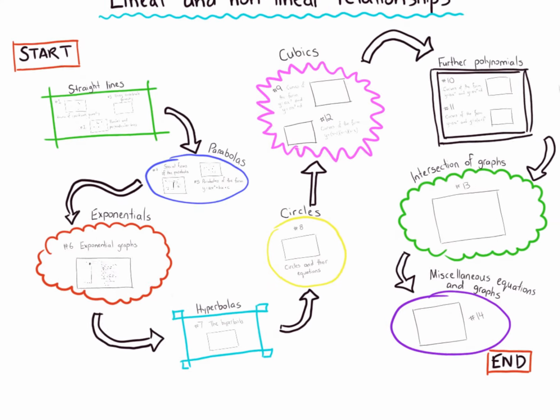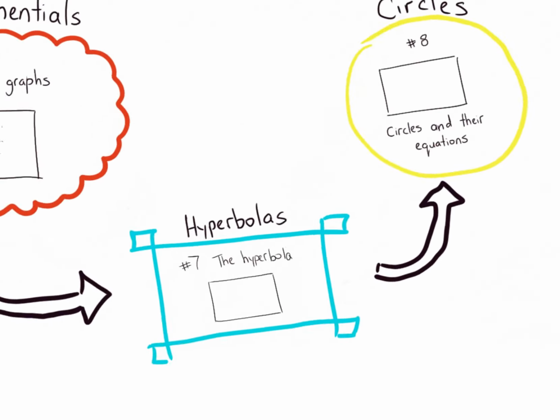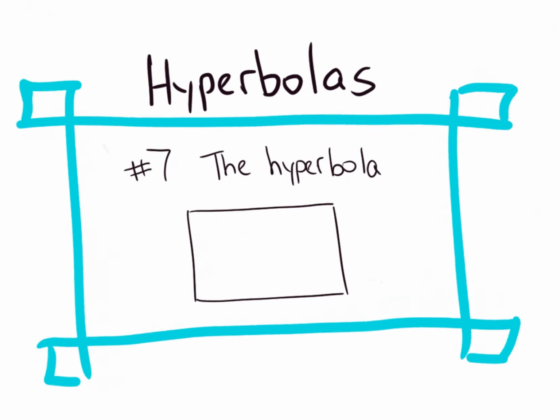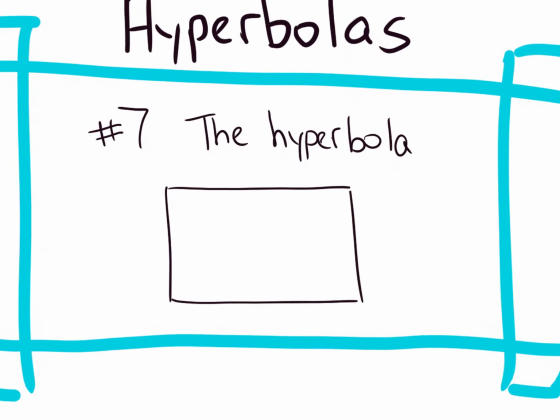Today we're going to be moving on to hyperbolas. So what exactly is a hyperbola and what does it look like? Let's find out. We're going to start with the equation y equals 1 over x. So we're introducing a fraction into our equation.